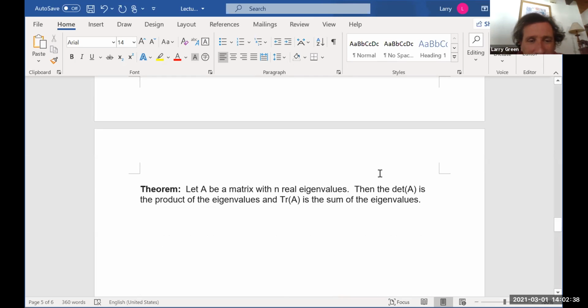If A is a matrix with n real eigenvalues, then the determinant of A is the product of the eigenvalues, and the trace is the sum. Okay, maybe I'll prove the first part. How do I know the determinant is a product of the eigenvalues? Well, let's go for it.